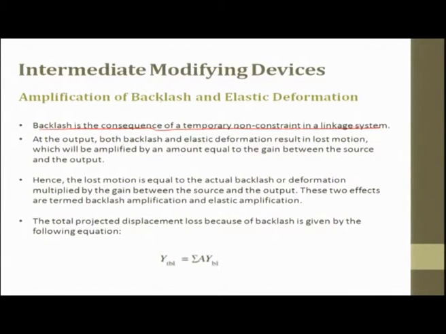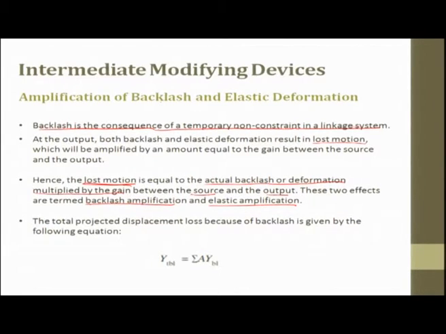At the output, both backlash and elastic deformation result in lost motion, which will be amplified by an amount equal to the gain between the source and the output. So, this also will get amplified. Hence, lost motion is equal to actual backlash or deformation multiplied by the gain between the source and the output. So, these two effects are termed backlash amplification and elastic amplification. So, you have understood: lost motion is equal to actual backlash or deformation multiplied by gain.